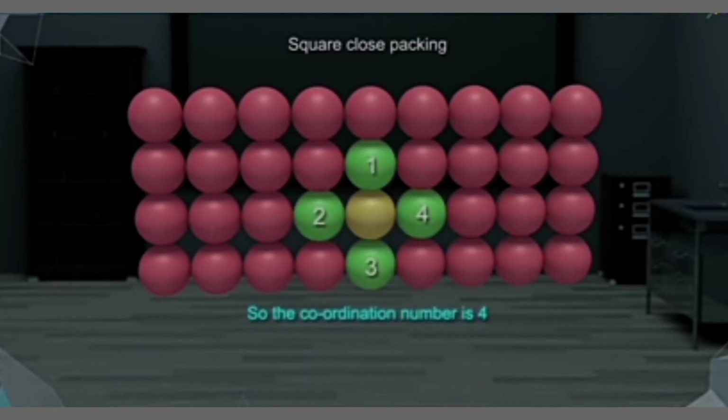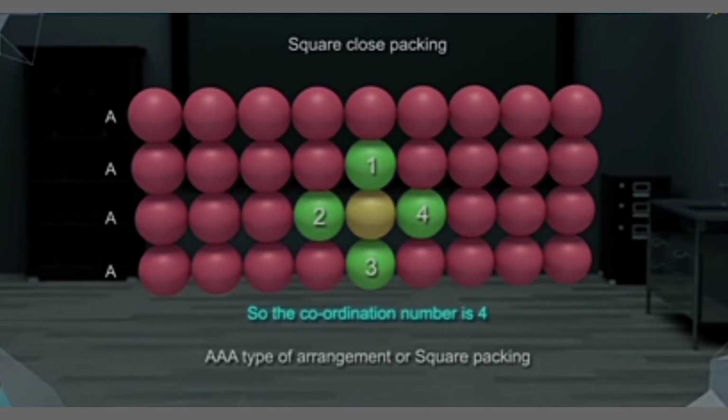If we call the first row as A type, the second row being exactly the same as the first row, it is also called A type. If we keep on placing such similar rows one above the other, then such an arrangement is known as AAA type or square packing.